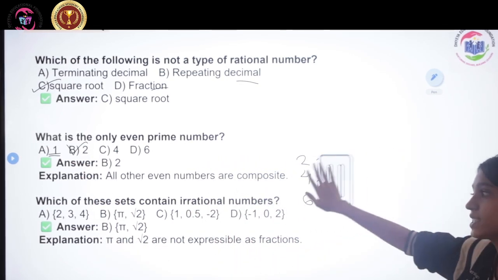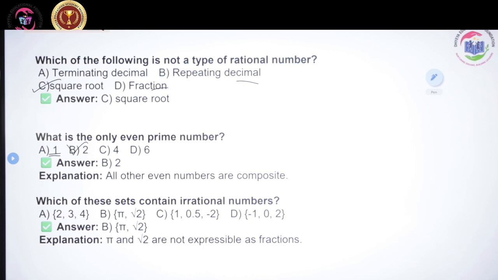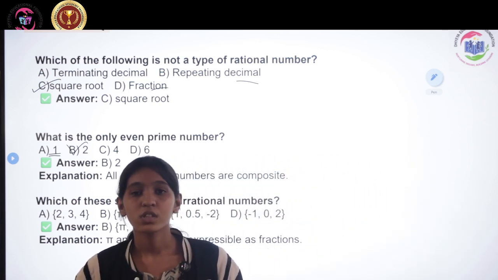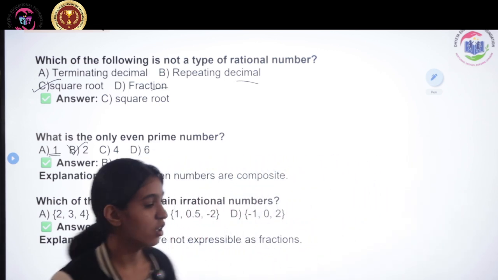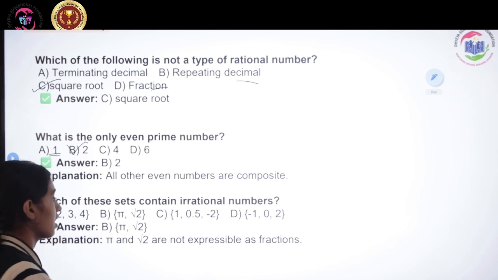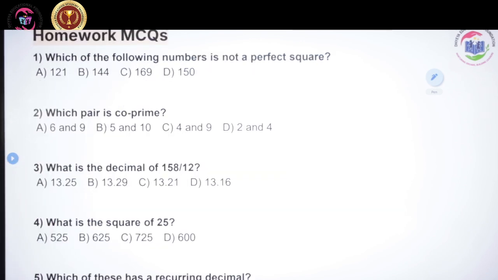Which one of these sets contains an irrational number? We have to find the set which has an irrational number. Option A, B, C or D. If you observe option A, there are 2, 3, 4. These are natural numbers or whole numbers. It is not an irrational number. B, pi and root 2. Yes, it is irrational. That means option B is the correct option.